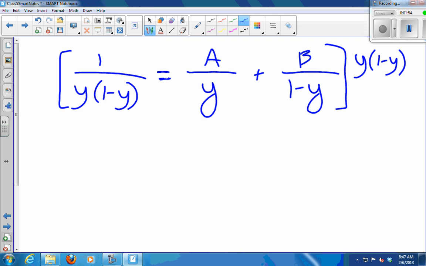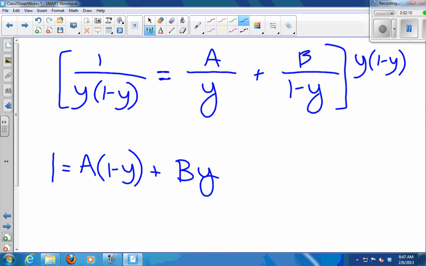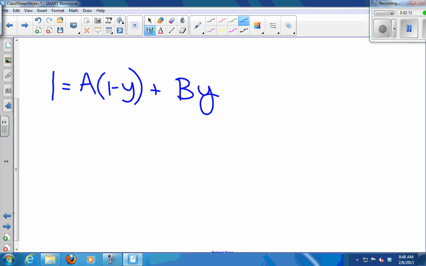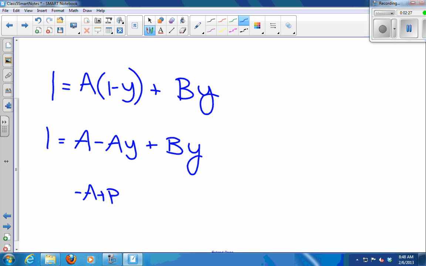Okay, so over here, the whole denominator cancels and I just get 1. On the right, with the a fraction, the y's cancel, so I'm going to have a times 1 minus y. And the b fraction, the 1 minus y's cancel, so I have b y. Okay, distribute your a. Combine like terms, so I have negative a plus b times y plus a equals 1.